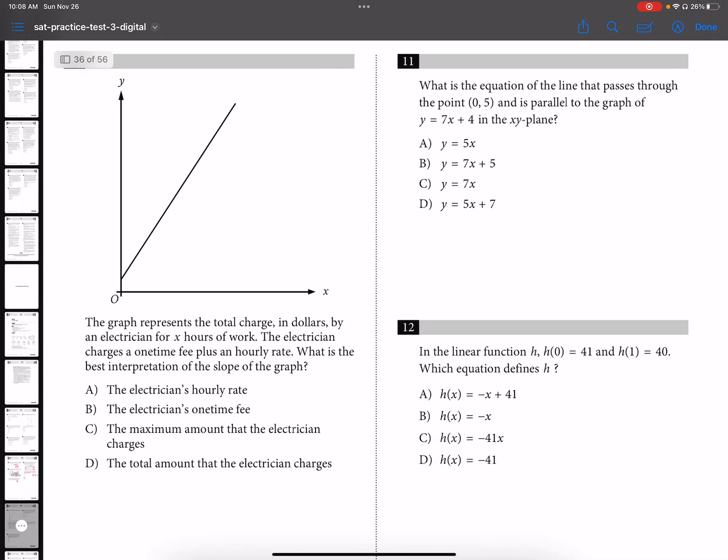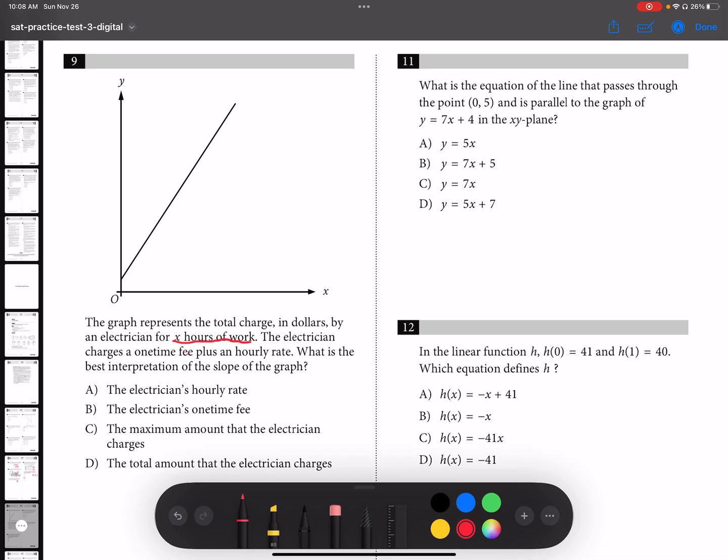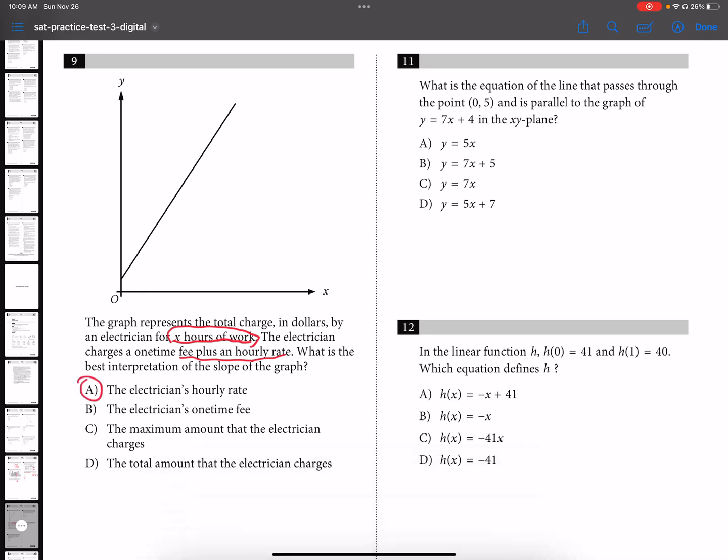Okay, number 9. The graph represents total charge in dollars by electrician for X hours of work. Electrician charge is a one-time fee plus an hourly rate. What is the best interpretation of the slope of the graph? So obviously it says the slope, it's X hours of work. So the answer for number 9 would be A, because that's the hourly rate.